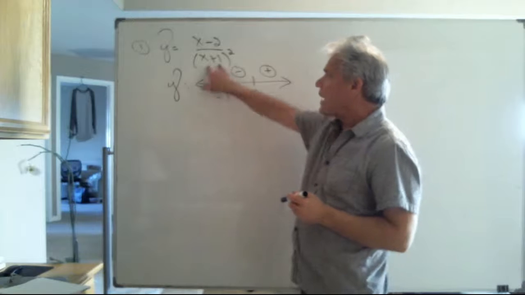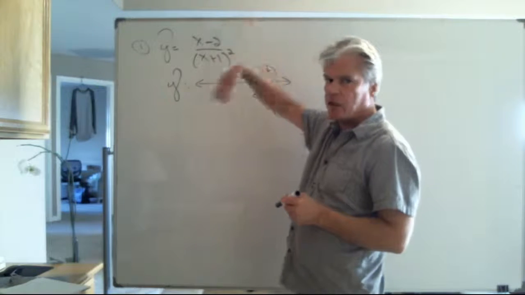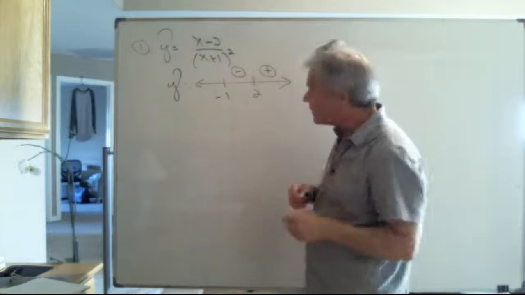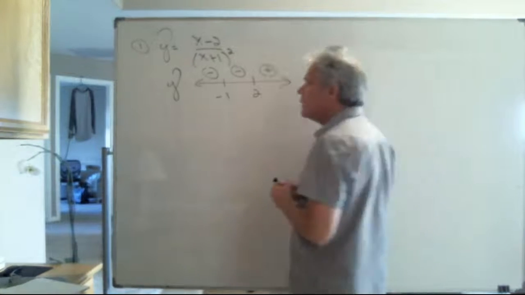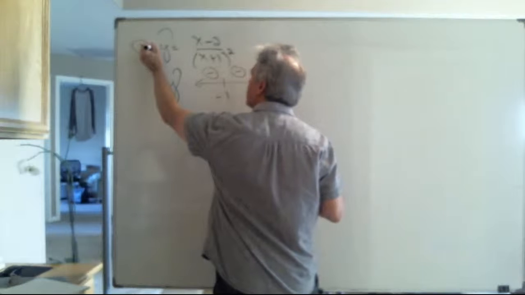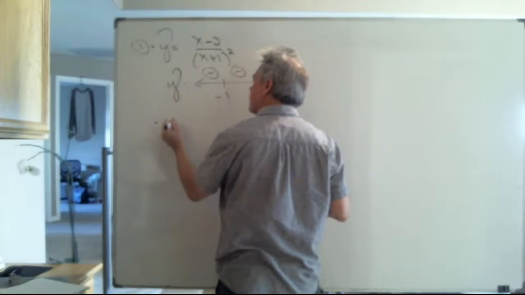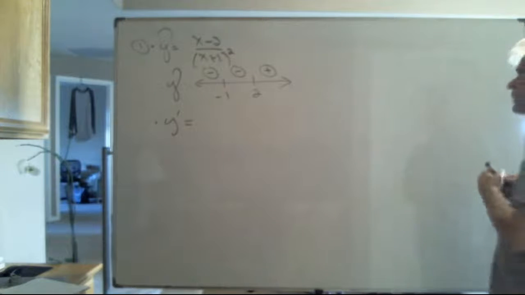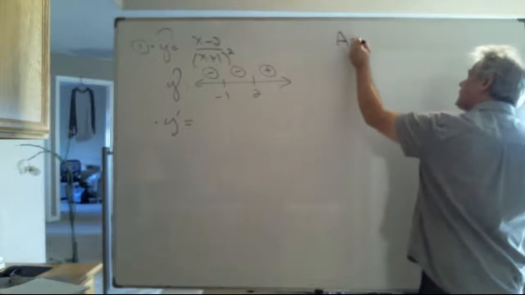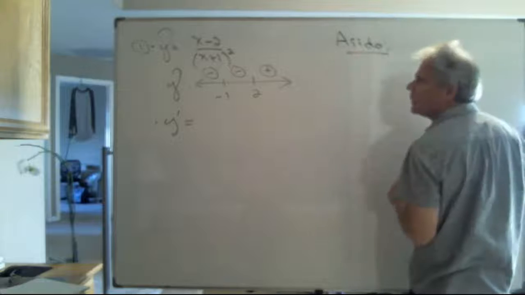This is the zero of a linear factor raised to an even power, upstairs or downstairs, which means it will not act as a toggle switch. I will not change signs on either side. Next on my list, so there's y. Let's go ahead and identify what y prime looks like. I'm the one here with the limited board space, so let me pull out my piece of scratch paper and compute the derivative.